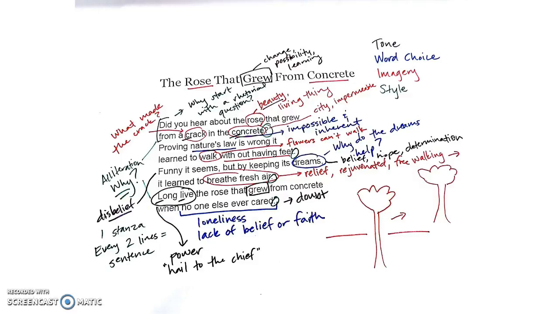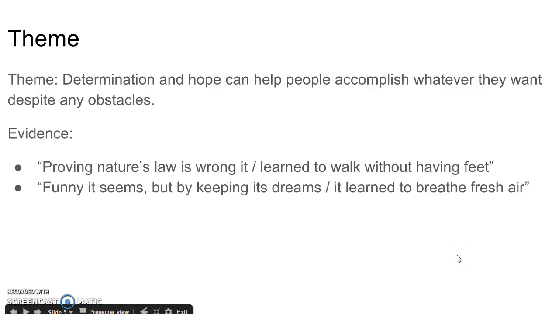So TWIST helped me figure out a bunch of different things to add to my annotations, which is a bunch of potential evidence that I now have to put together in a universal message. That's the last T in TWIST. Here's the theme that I figured out. Theme: determination and hope can help people accomplish whatever they want despite any obstacles.